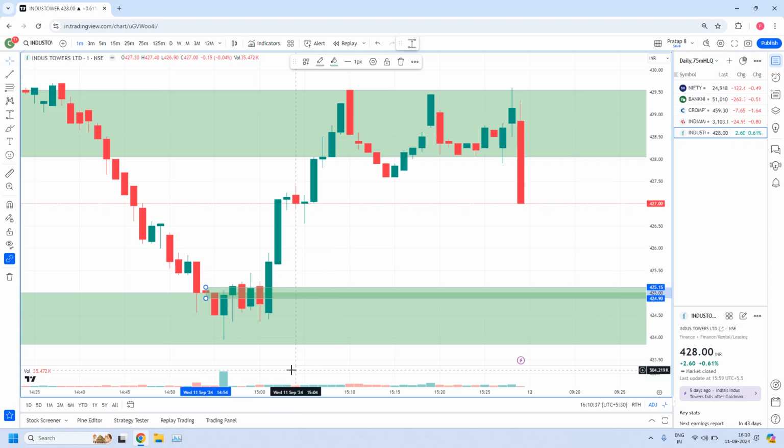Supply zone, drop base drop. Any more further drop base drop 1 minute zones? No. Now this zone is violated here in this candle.